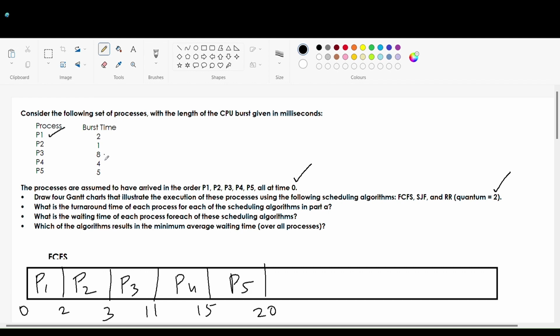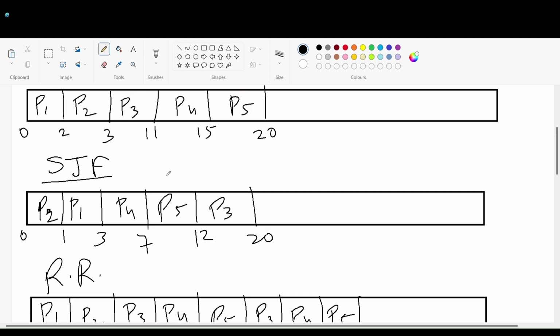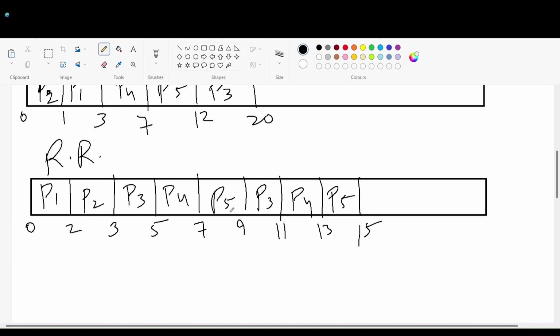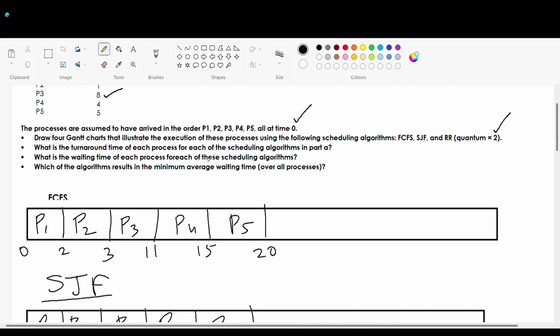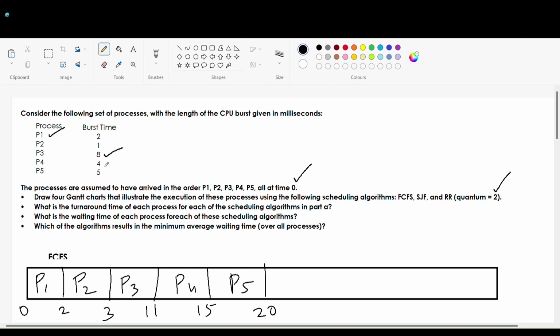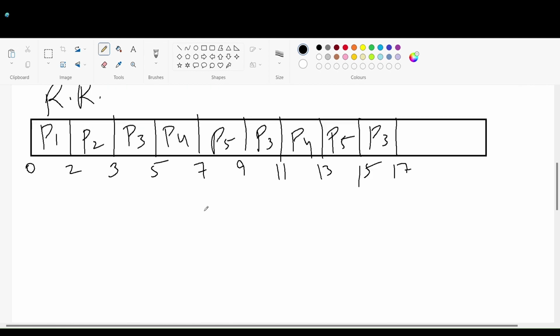P3 still has 4 remaining. P3 executed only 2 so far, so 4 is remaining. P3 will execute again up to 17. Then P4 is already finished. Then P5 has just 1 remaining, so P5 will execute again up to 18. Then P3 executes again up to 20. So this is the execution sequence in the round robin algorithm.